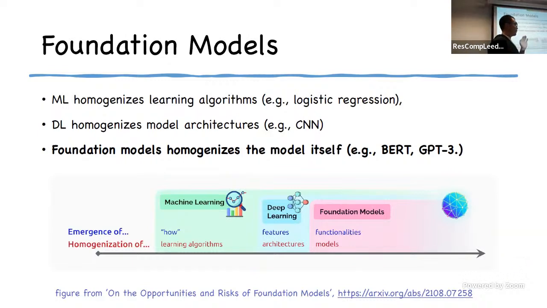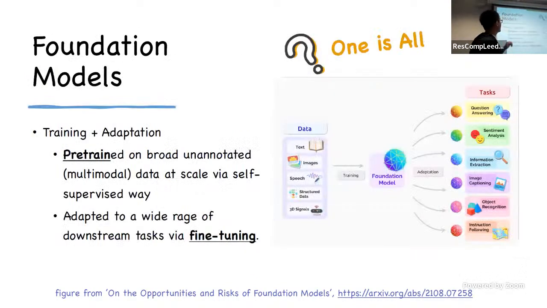So what's the meaning of homogenizing the model itself? In the foundation model area, we use all kinds of data, including text, image, video, to train one large model. And then we can adapt the large model to different downstream tasks. That means we only need to train one large model, like GPT-3 or BERT, to deal with all kinds of tasks, right? So this is the foundation model.